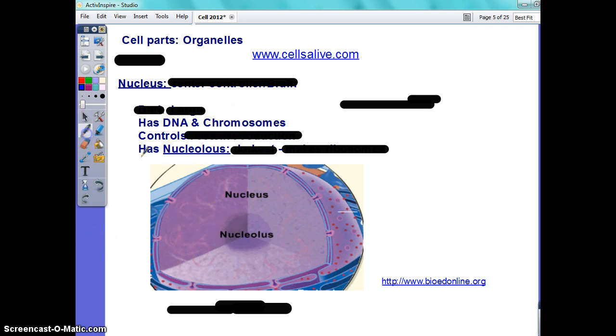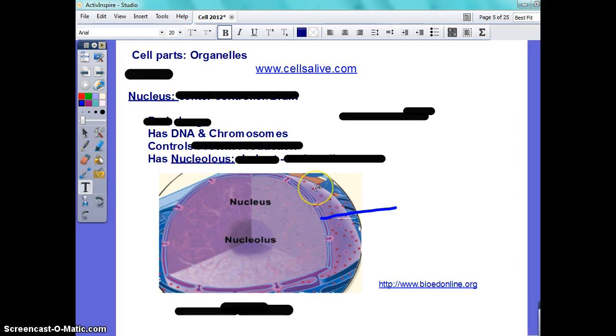What's this right here? What does it look like? If this is your nucleus, what is this thing here? The membrane. Good. It's a nuclear membrane. So a nucleus has DNA, has chromosomes, and has its own membrane.